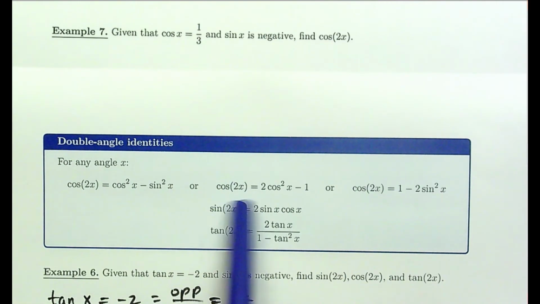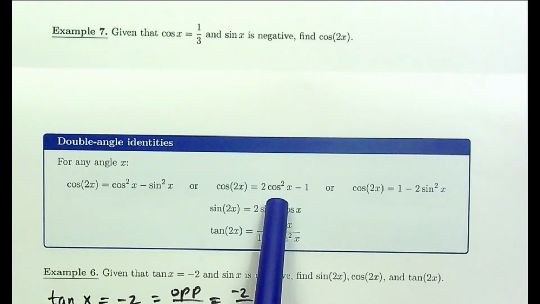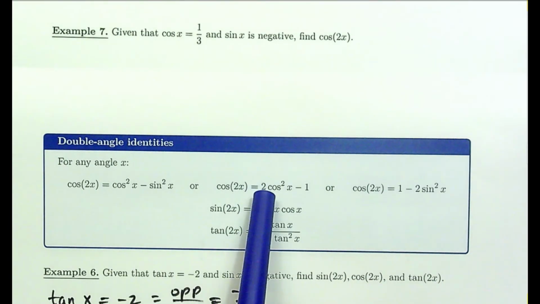The second version of the identity doesn't require that we know sine of x, so that's the version that we should be using.